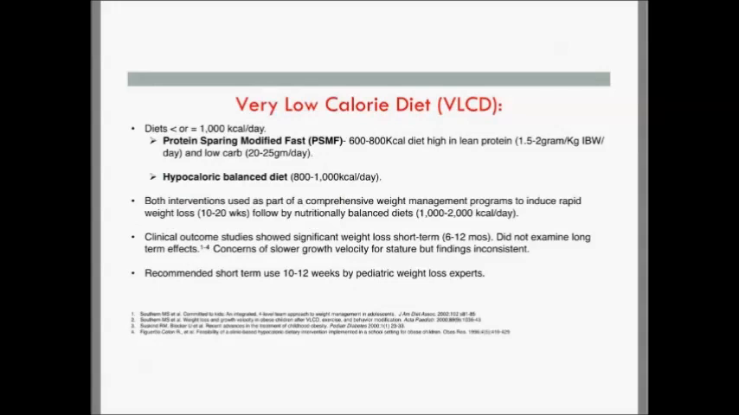Okay, so now we look at VLCDs, or very low-calorie diets, and the studies on that in children. So these are diets that are less than or equal to 1,000 kilocalories per day. A protein-sparing modified fast is one of them, which is 600 to 800 kilocalories. That's high in lean protein and low in carbohydrate. And then there's also a hypocaloric balanced diet that's a little bit higher in calories. Both interventions have been studied and used as part of a comprehensive weight loss treatment, a weight management program, to induce rapid weight loss, 10 to 20 weeks, followed by nutritionally balanced diets of about 1,000 to 2,000 kilocalories per day. And these actually had some very nice results.